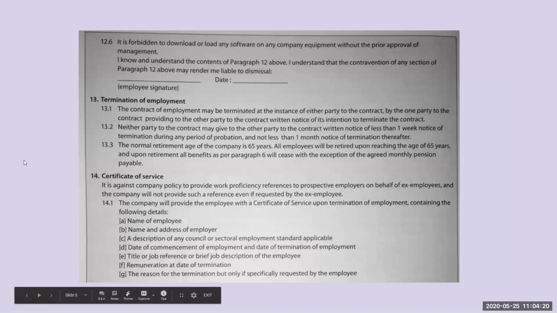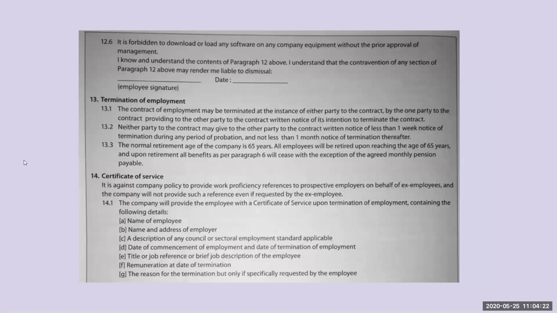All right. It is forbidden to download or load any software on any company equipment without the prior approval of management. This means that I cannot go and take programs from somewhere else and just go and put it on the computer. Obviously, this is to protect the computer. Yes, to protect the computer and to protect the company's equipment so that I do not upload viruses and things onto the computer.